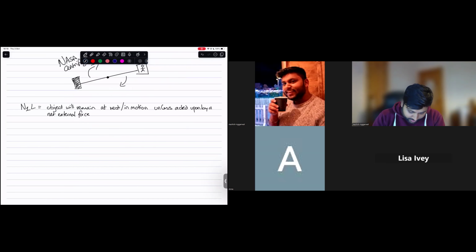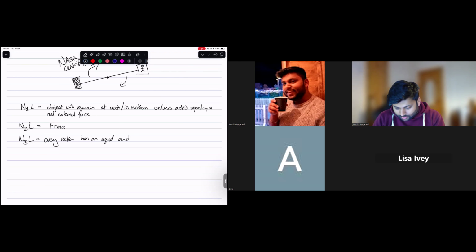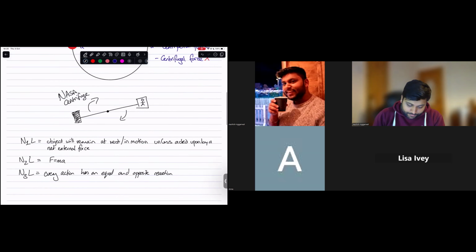Just for completion, what are Newton's second and third laws? Newton's second law is F is equal to ma. Perfect. And then Newton's third law is that every force has an opposite and equal reaction force of the same type. Perfect. Very good. Every action has an equal and opposite reaction. Good.